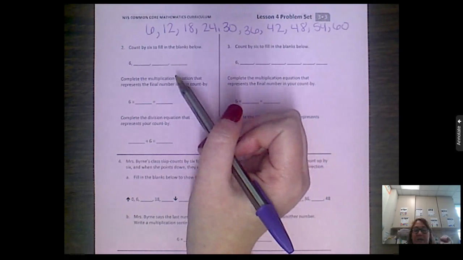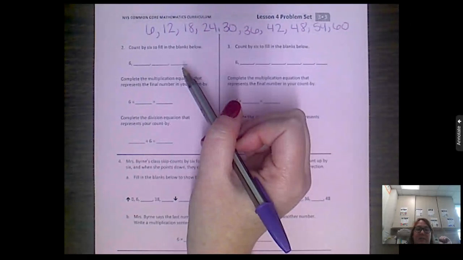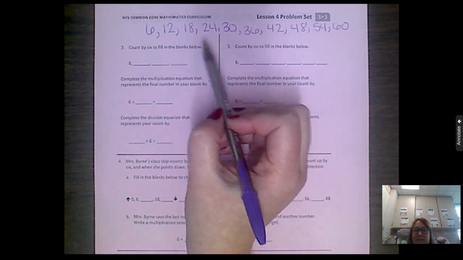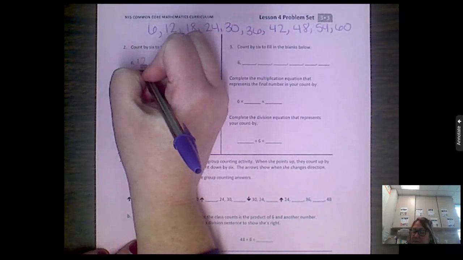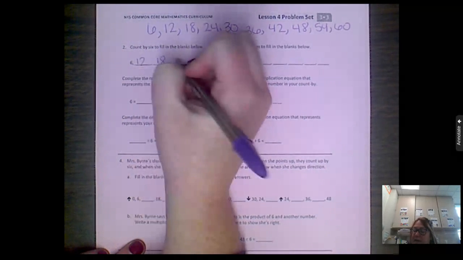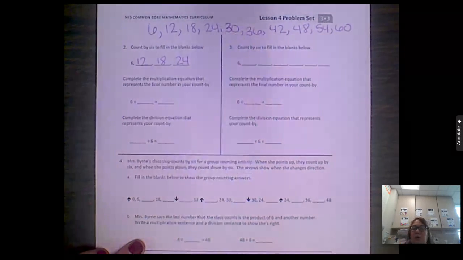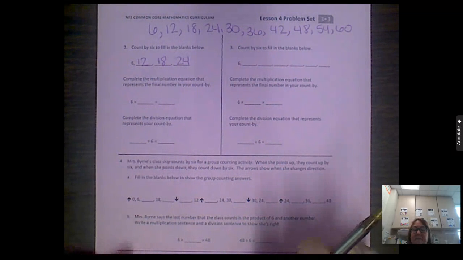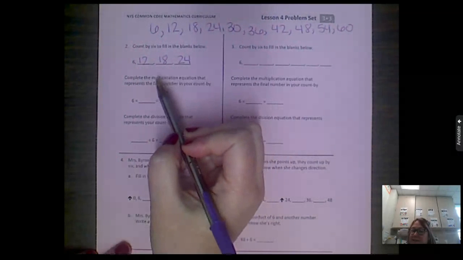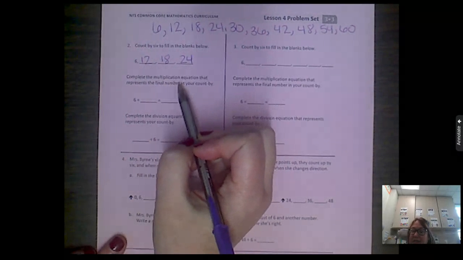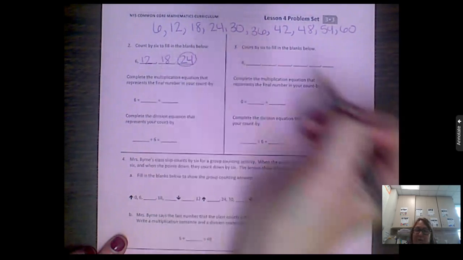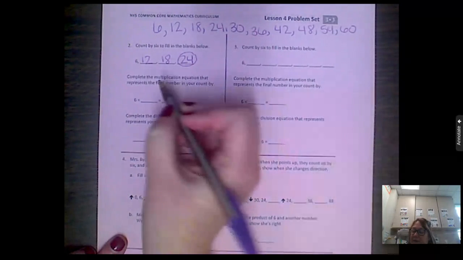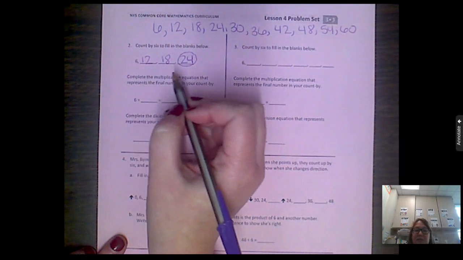And now I'm going to go back to number 2, which says count by 6 to fill in the blanks below. So we have this here for us if we need it. So we've got 6, 12, 18, 24. And then that's where we stop. So it says to complete the multiplication equation that represents the final number in your count by. Well, here's the final number in our count by, right, which is 24. So we want to complete the multiplication equation to match our count by.